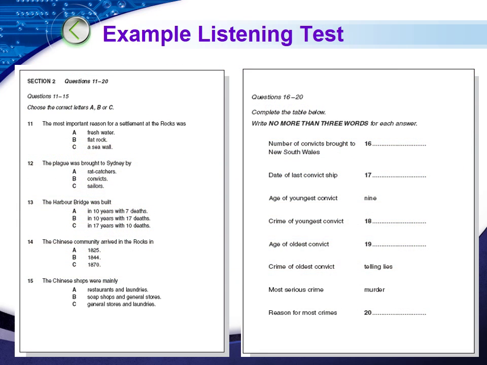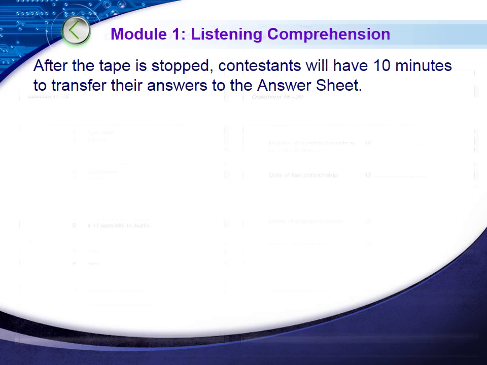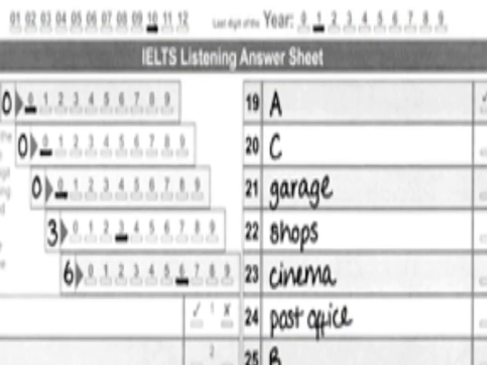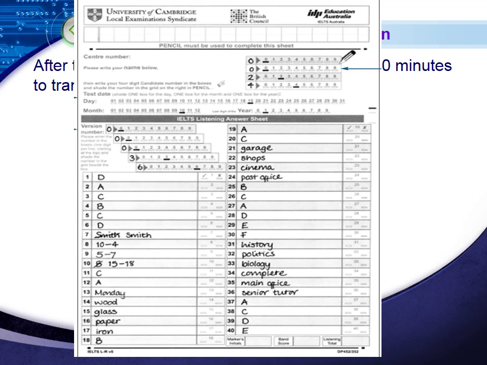This is the question booklet. When you are listening, you'll write your answers here. But remember that what you write here is not marked. At the end of Section 4, you have to transfer all of your answers into the answer sheet, which looks like this. So be very careful when you're transferring your answers, and don't try to transfer the answers when you are listening. It's very distracting.